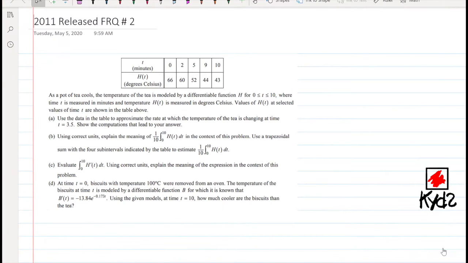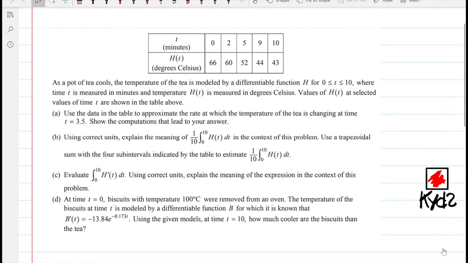In this video, we're going to go over the 2011 released FRQ number 2. So this is another chart problem. It says a pot of tea cools. The temperature of the tea is modeled by a differentiable function H of t for 0 to 10, where t is measured in minutes and H is measured in degrees Celsius. Values of H at selected times t are shown in the table. Use the data in the table to approximate the rate at which the temperature of the tea is changing at time 3.5.